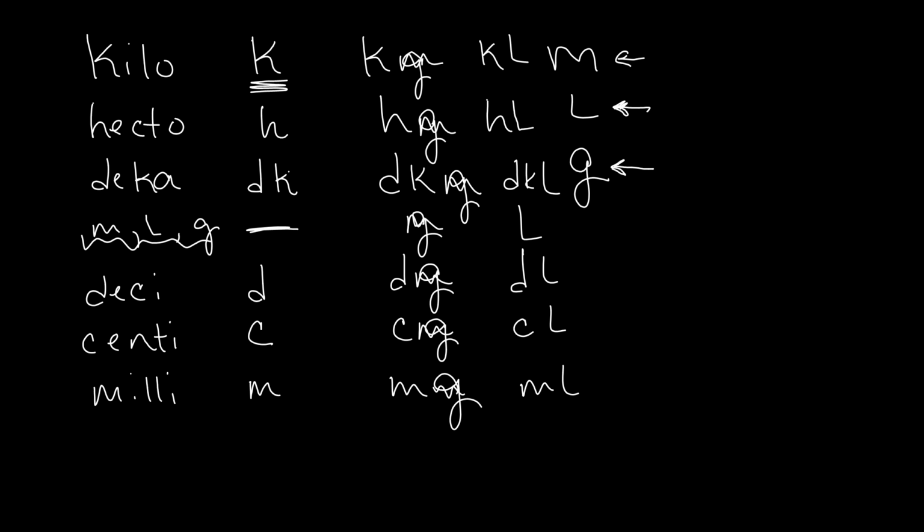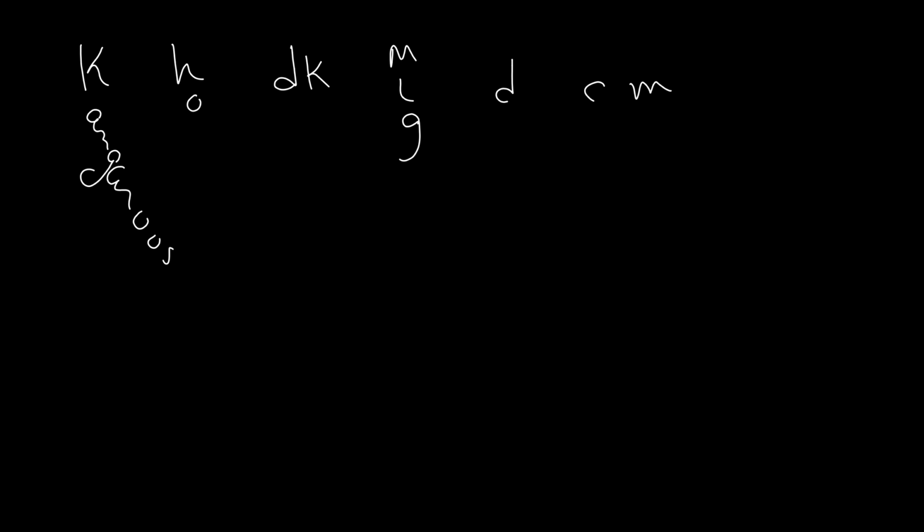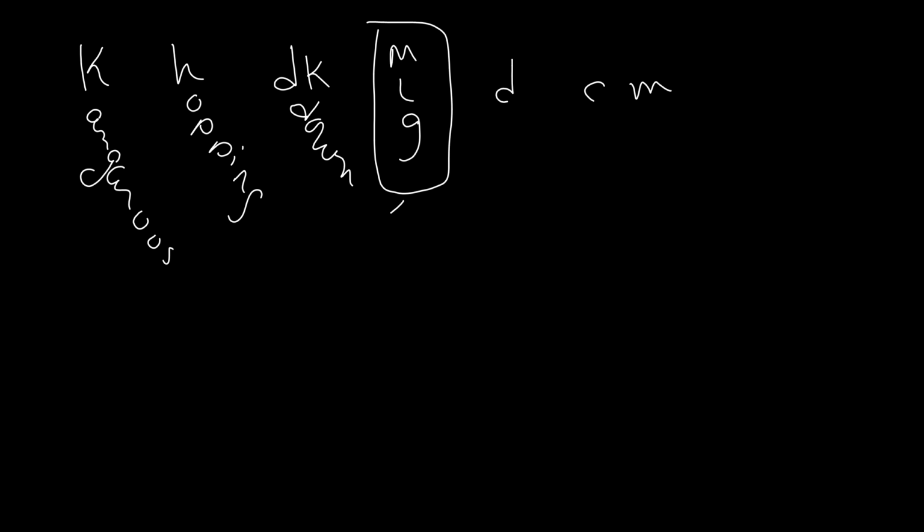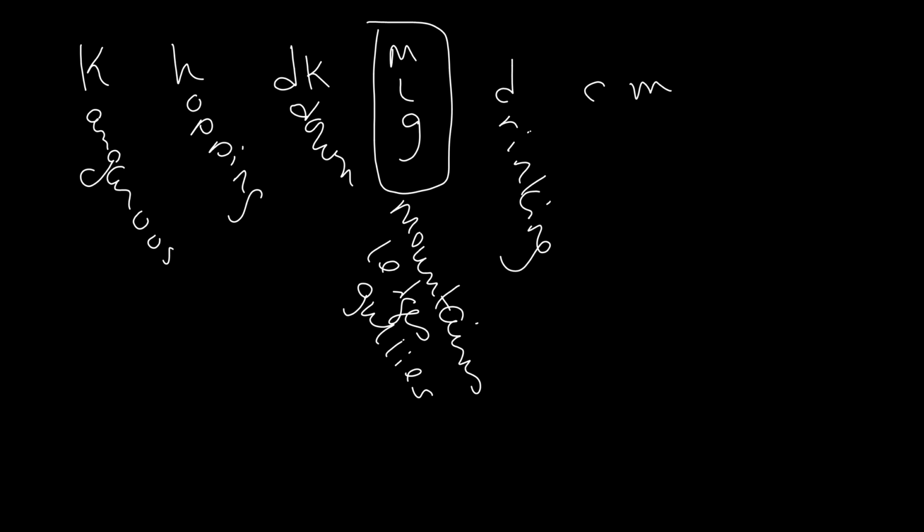Now, as we think about the prefix, doing conversions with this is really simple. All we need to do is make sure that we know our prefixes, and I use my mnemonic. I use kangaroos to help me remember this one. Kangaroos hopping down mountains, ledges, gullies. So mountains, ledges, gullies. Drinking chocolate milk. And that's just to help me remember the prefixes. If you know the prefixes, this is not going to be hard at all.